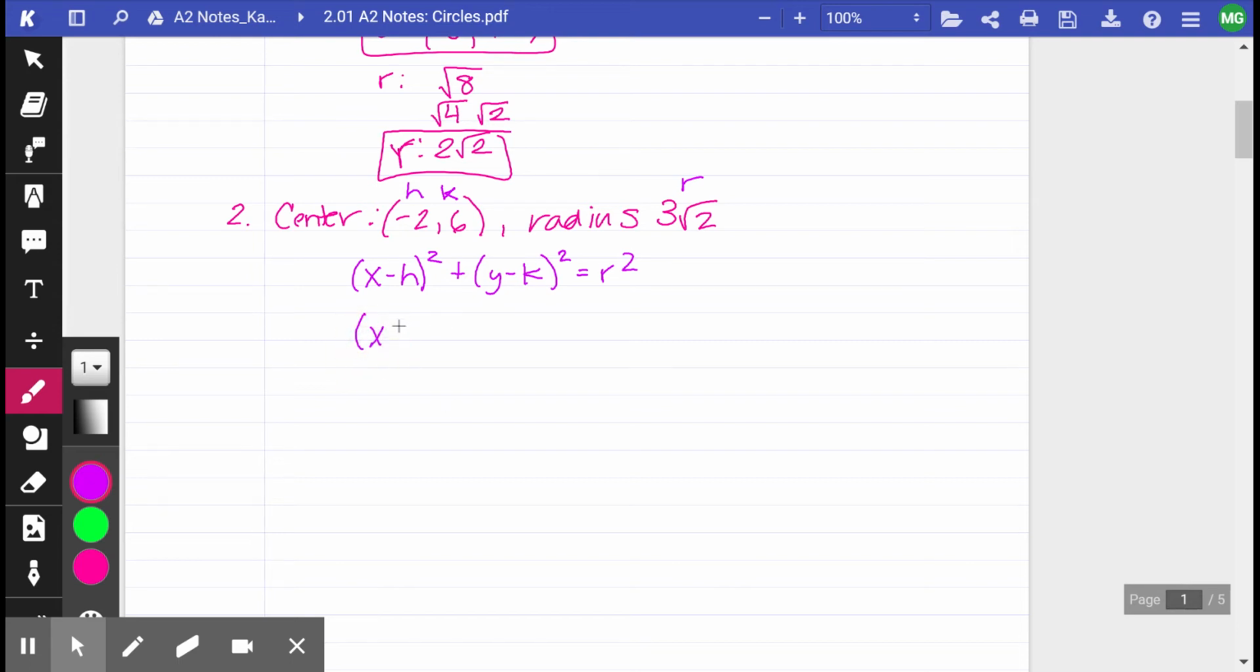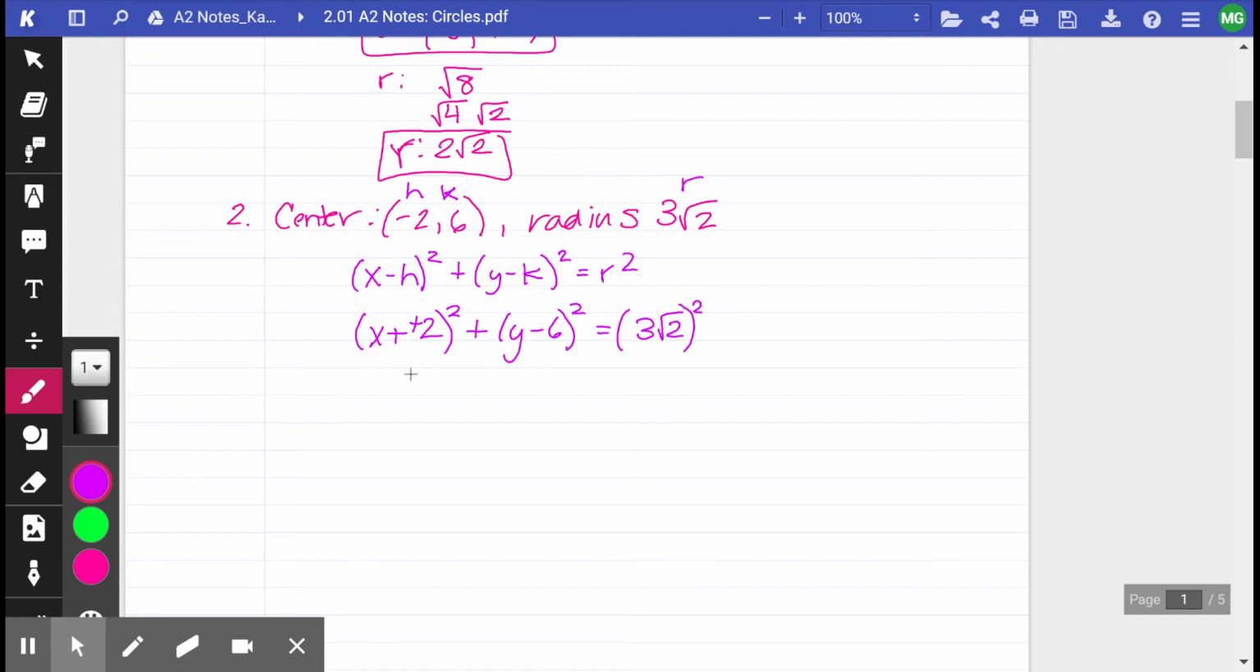So I take x minus, and my h is negative 2, so that's like minus negative 2. That's why you always end up taking the opposite signs. Squared plus y minus 6 squared equals 3 rad 2 squared. Why would I lose a point for what I just wrote? Hopefully you're saying because you need parentheses around this 3 rad 2. That's extremely important that 3 radical 2 is in parentheses.